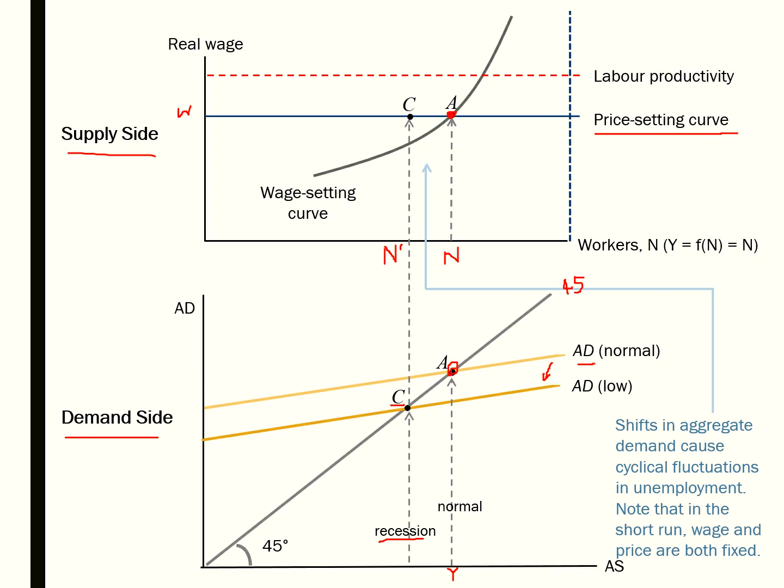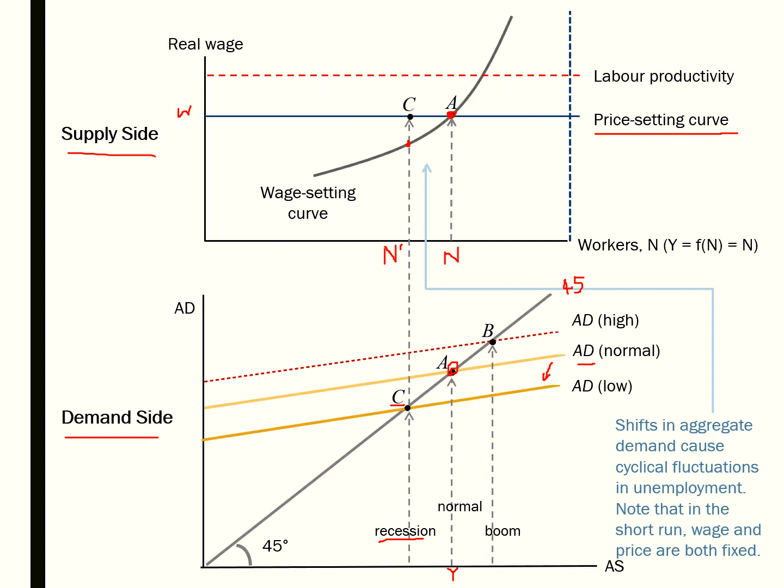So what you do is lay off people. At this wage, you will only need fewer people than actually wanted in the market. So that is the recession. In the recession, unemployment will kick in.